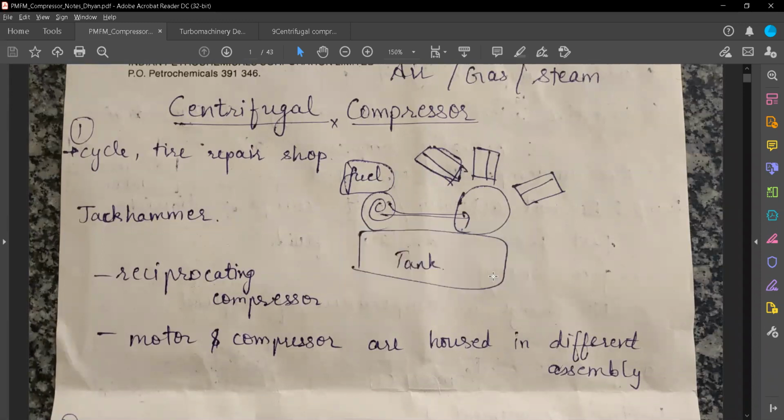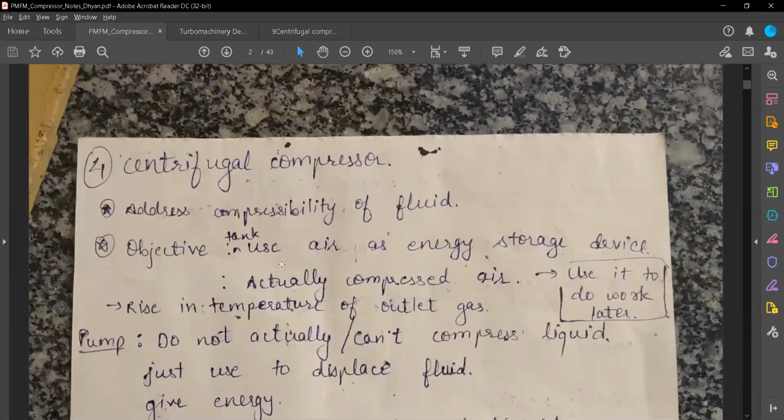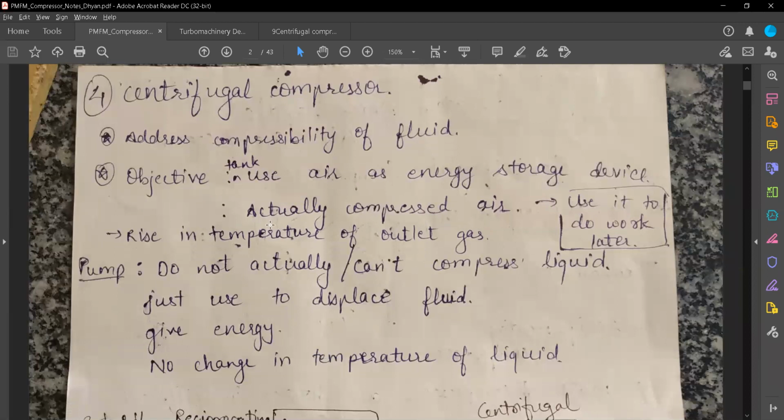After being at higher pressure, we are not displacing the fluid directly, so it is stored in a tank. So there is an actual increase in pressure in the tank, because of the PV = RT relation, that is the approximate gas equation for any gas. So we can see that since the pressure has increased, the temperature will also increase, and we'll see that in the example also. So the air or any gas which is compressed is used as an energy storage device.